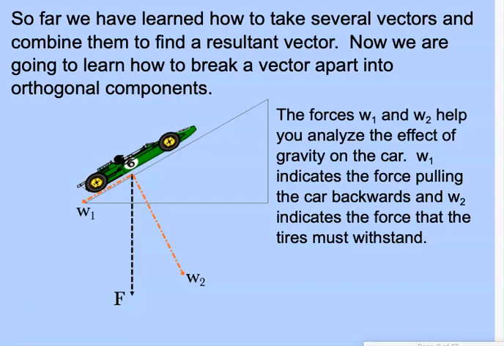Projections. So far, we have learned how to take several vectors and combine them to find a resultant vector. Now we're going to learn how to take a vector and break it apart into its orthogonal components. In these slides, you're going to see me break a vector apart into its projection and then its orthogonal projection. But really, we don't do both of them. Most problems, we just find the projection, and we don't have to worry about the other component.